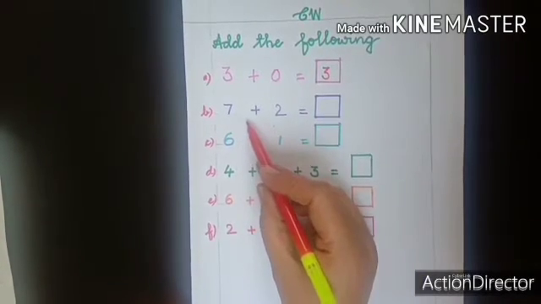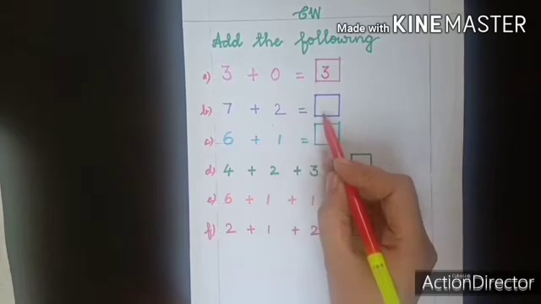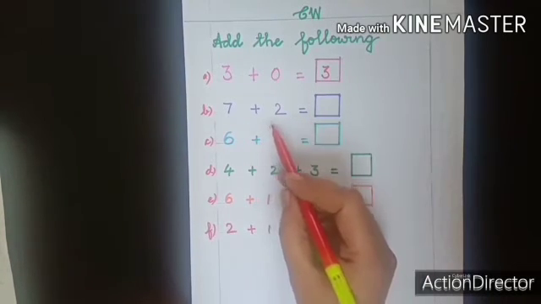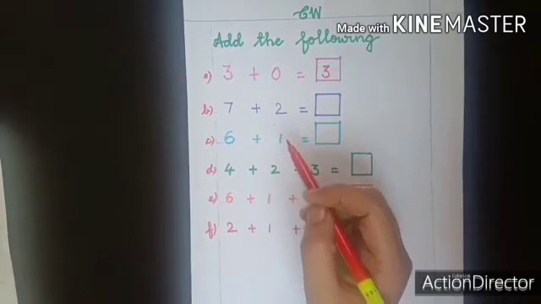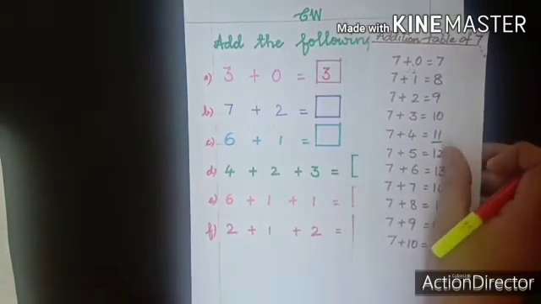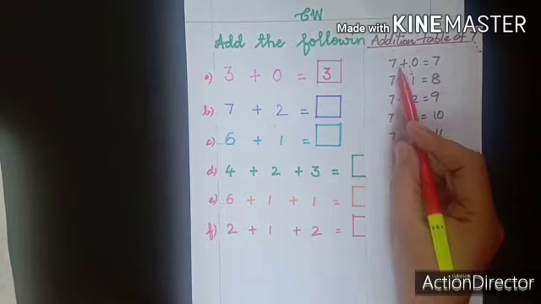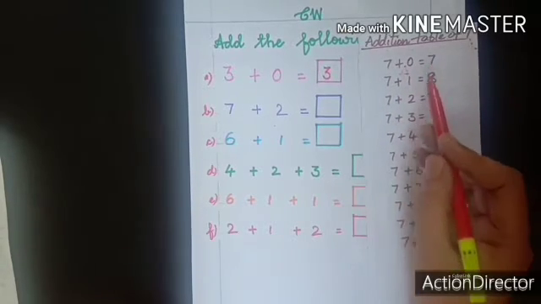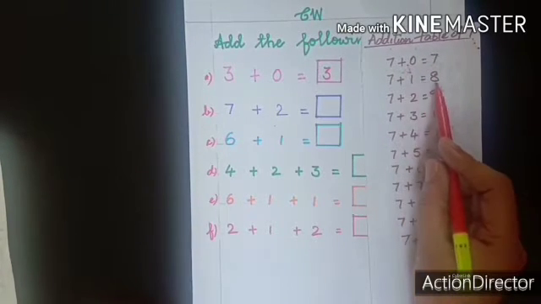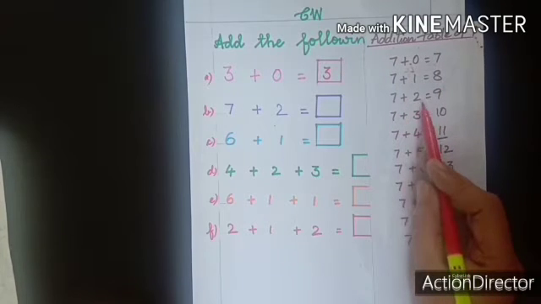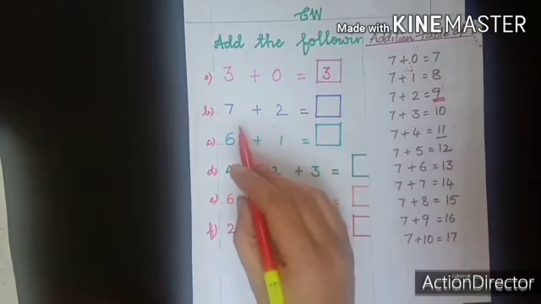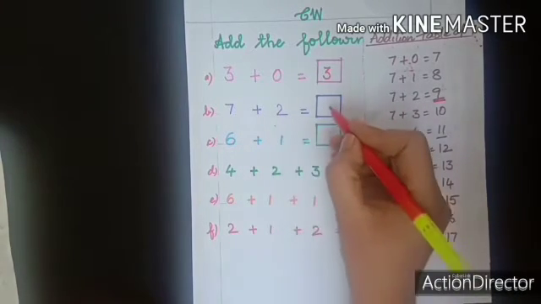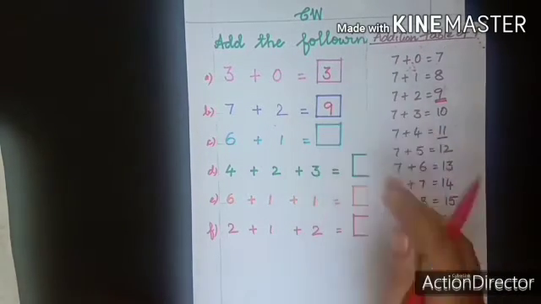Look at this example. 7 plus 2 is equal to box. What do we get if we add 7 and 2? The addition table of 7 helps you here to get an answer. 7 plus 0 is equal to 7. 7 plus 1 is equal to 8. 7 plus 2 is equal to 9. So 7 plus 2 is equal to 9. 9 is the sum.